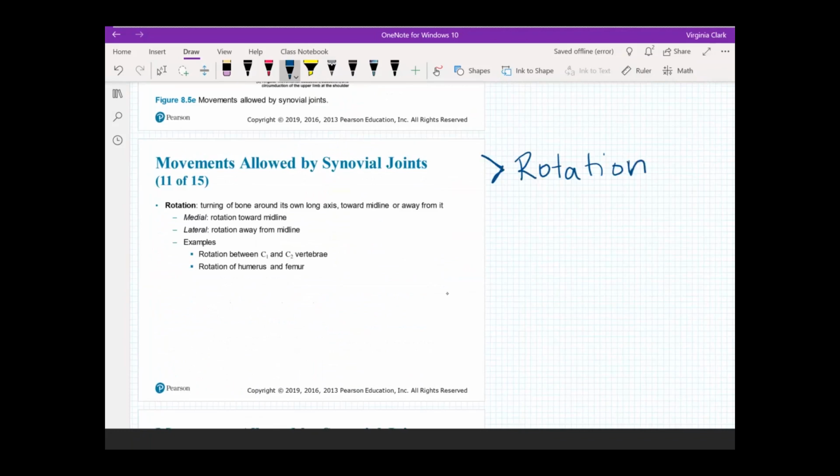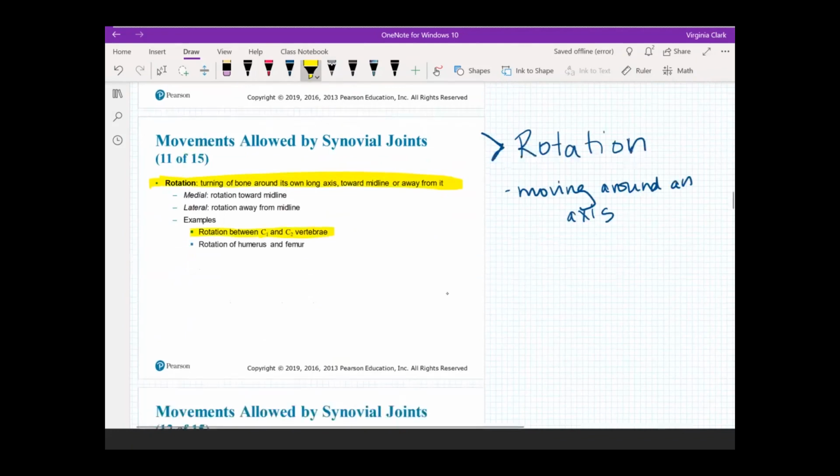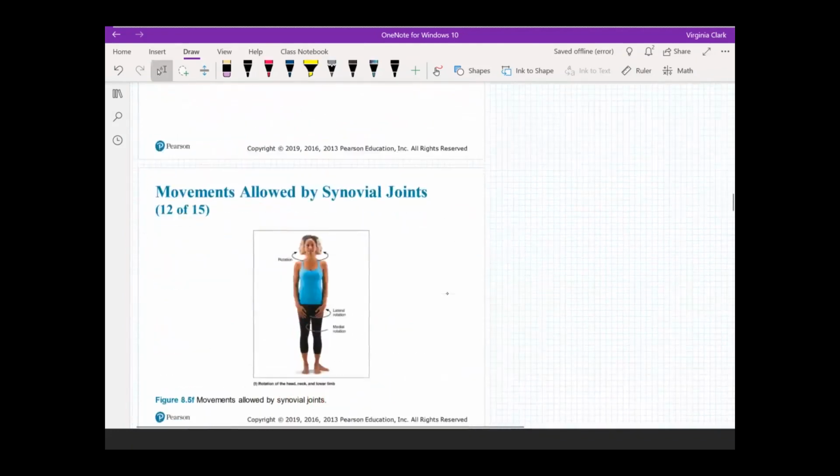Rotation is going to be when you are moving it around an axis. When you are moving something around an axis, you are essentially rotating it. So this is going to be what we think about when we think about rotating your head. You're rotating your C1 and your C2, you are rotating your head, but what you're actually doing is allowing the connection between C1 vertebrae and C2 vertebrae to actually be able to move around its axis.